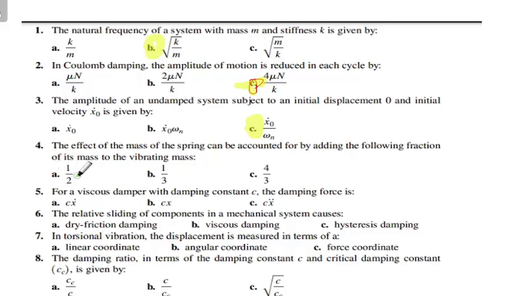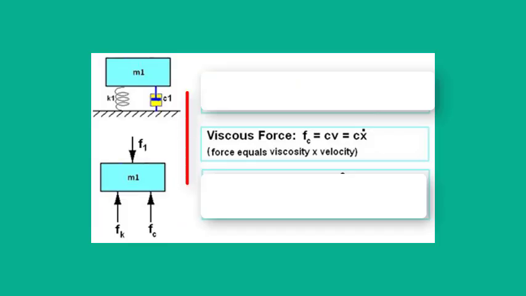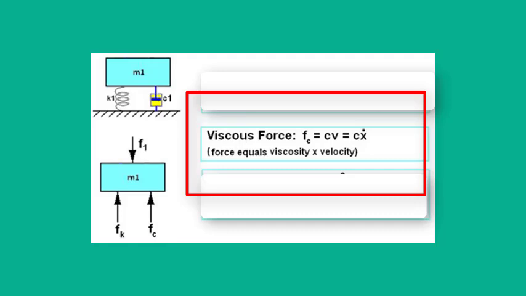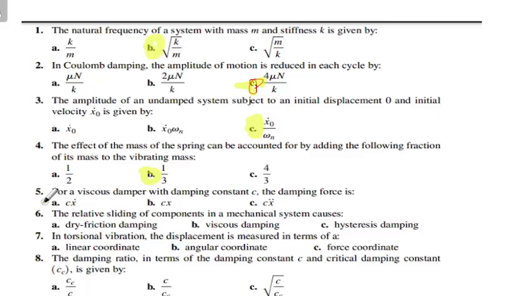In the fourth MCQ, it is asked that the effect of the mass of the spring can be accounted for by adding the following fraction of its mass to the vibrating system. So the correct option is option B. For a viscous damper with damping constant C, the damping force is, that is clear from this equation, equal to C x dot, where C is the damping constant and x dot is the derivative.